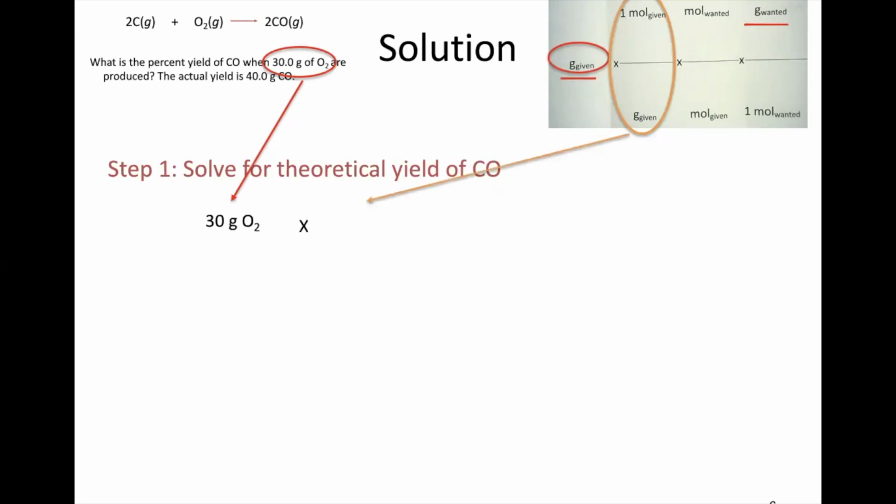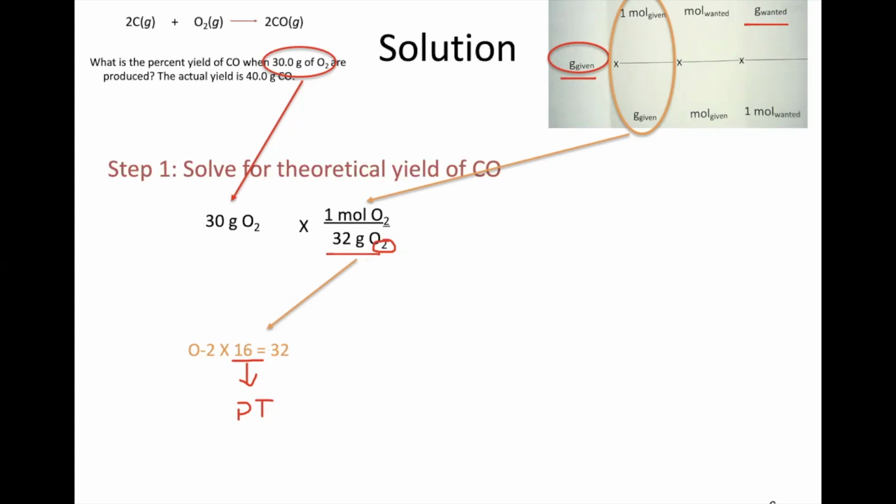Plug that in. And remember that this grams given is going to come with a separate formula off to the side for molar mass. And we did 2 because there's 2 oxygen, and 16 because we looked this up in our periodic table. I know some of you are like, this is repetitive, but just for those of you that are still confused.